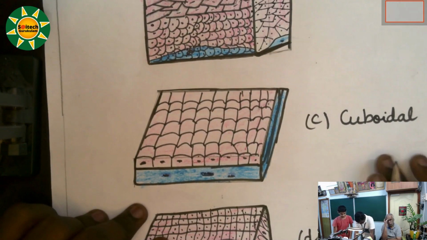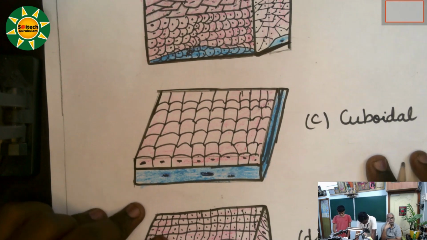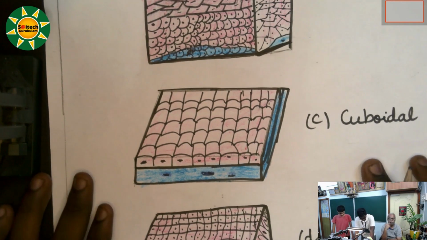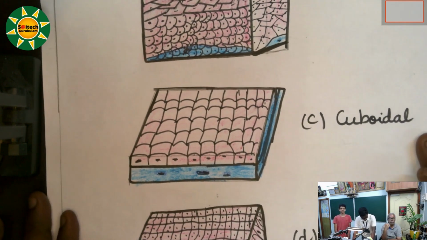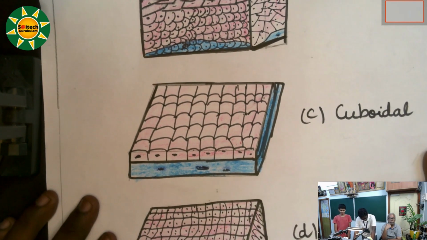So this is a cuboidal epithelium. It is found in the salivary glands in our human body. So it is inside our mouth.